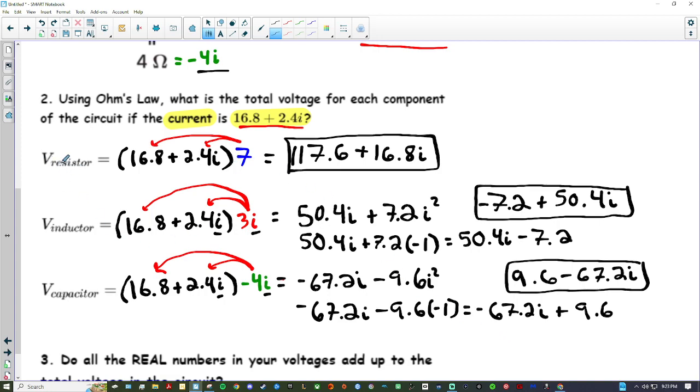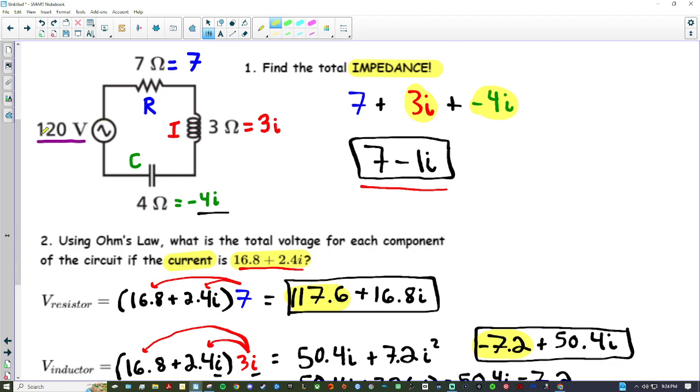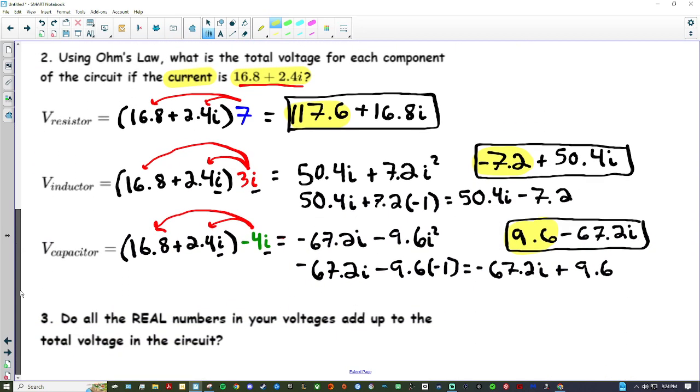So these are our voltages for each of our components. The resistor has a voltage of 117.6. The inductor has a voltage of -7.2. And the capacitor has a voltage of 9.6. So our last question asks us to check our voltage. Each component has its own voltage, represented by the real numbers, which I've highlighted. Since our circuit had a voltage of 120, we need to make sure the voltages of each component total up to 120.